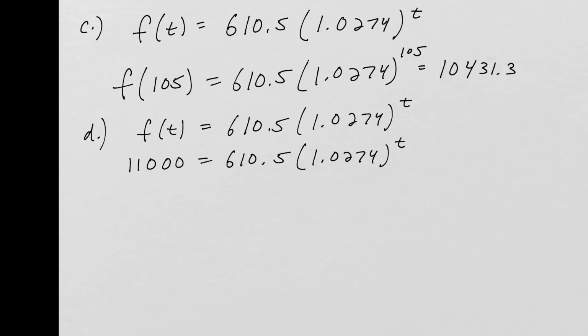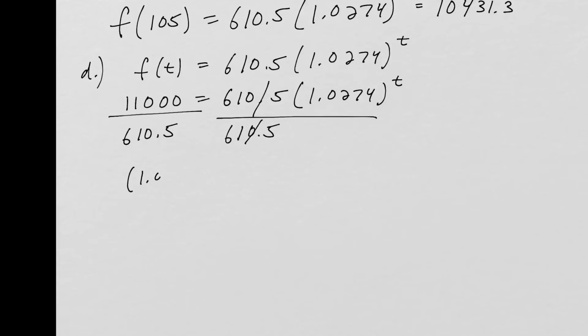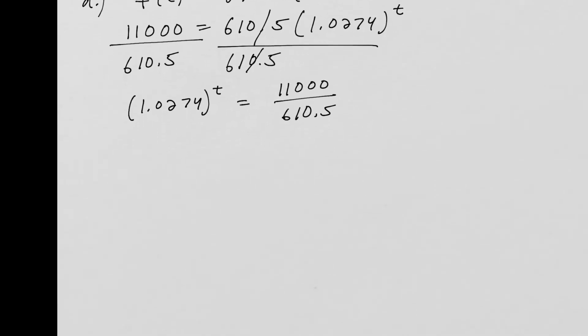Okay, so what's the first step? Well, I better divide both sides by 610.5, right? I need to isolate my exponential term. So I divide both sides by 610.5. So that's gone. Then I have 1.0274 to the t is equal to 11,000 divided by 610.5. And now how do I get that t out? Because I want to solve for t.